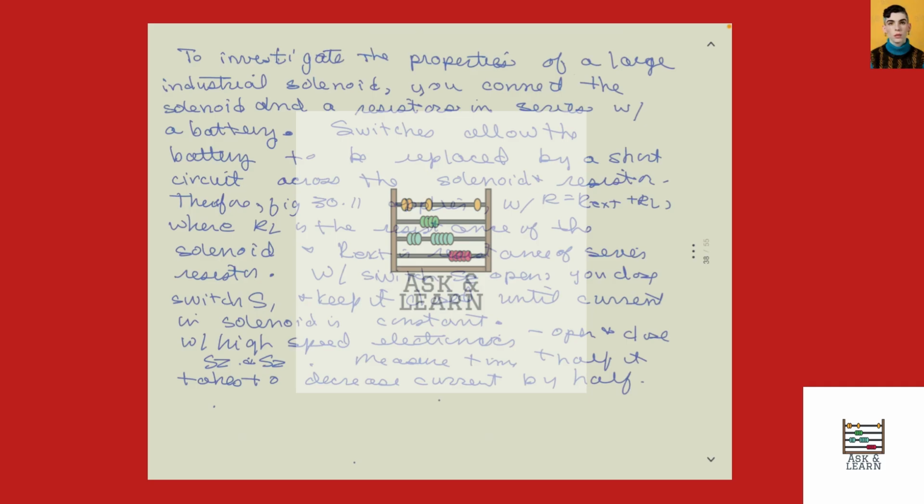We're talking about investigating the properties of a large industrial solenoid. We connect the solenoid and resistors in series with a battery. We have switches that allow the battery to be replaced by a short circuit across the solenoid and resistor. So we're given some information here, and we've got some high-speed switches, and we measure time.